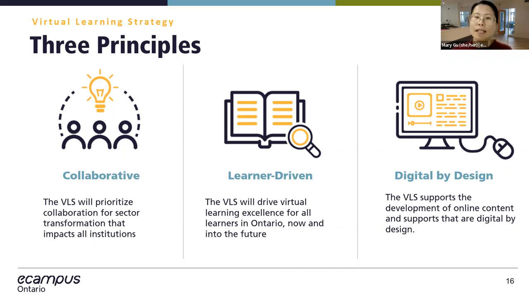Now, the licensing requirements for VLS outputs are the legal mechanisms with which eCampus Ontario supports the distribution and access to the resources you've all been working so hard to create. And the portal for distribution and access is the Open Library.